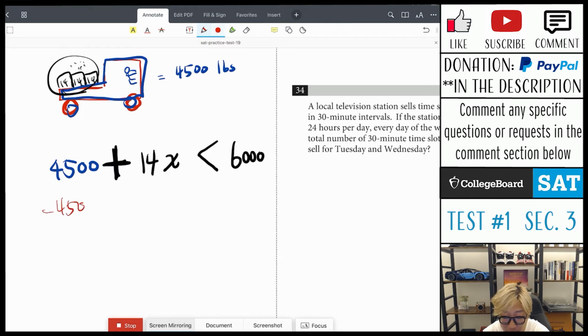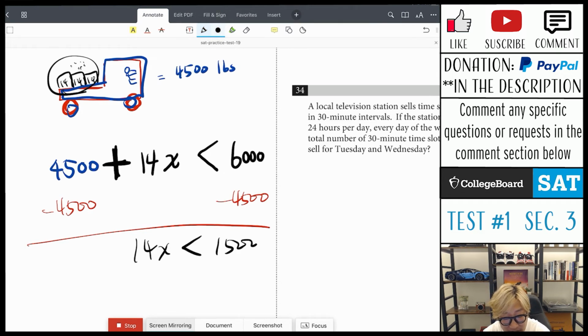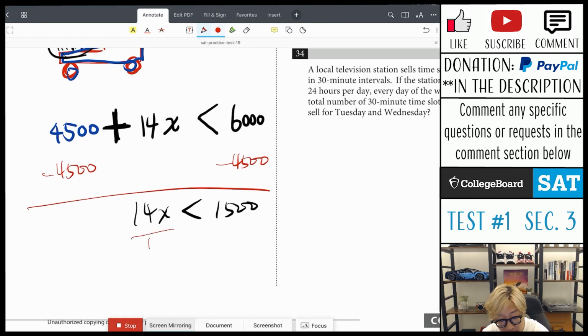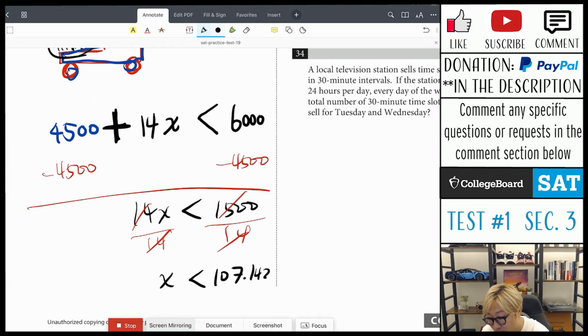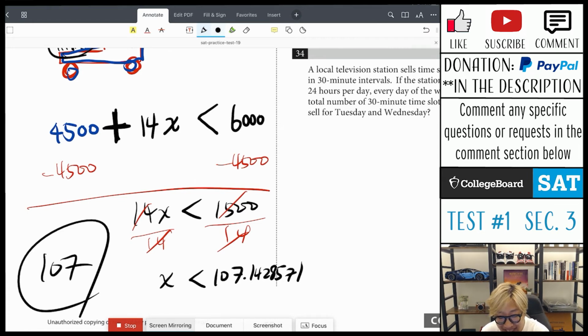Just subtract 4,500 on both sides, and I got 14x is less than 1,500. Go ahead and divide by 14 on both sides. I'm not dividing by negatives or anything, so don't worry about having to flip the signs. So 1,500 divided by 14, please use your calculator. x is less than 107.1428571 I got. So it's got to be less. So 107 it is.